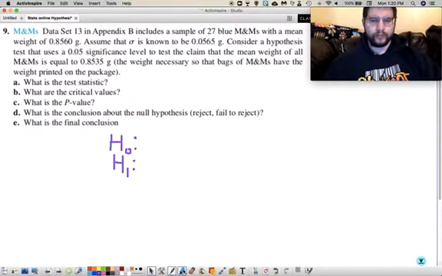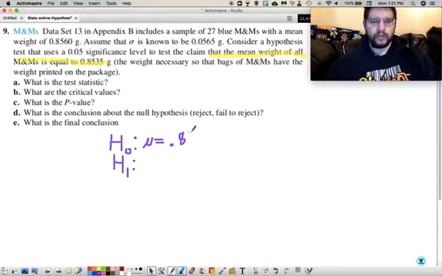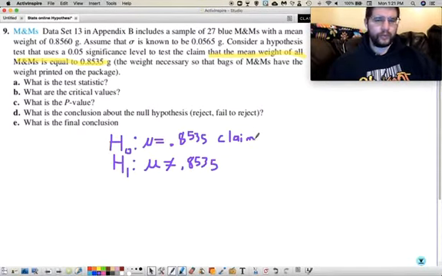Let's see. Claim that the mean weight of all M&Ms is equal to whatever that is. We have the weight is equal to. That makes it a null. That goes in the null. Equality always goes in the null. That means our alternative is not equal to, which by the way is a two-tail test. So if you're doing this without a TI, make sure you take care of that. TI does take care of all that for you if you select two-tail.